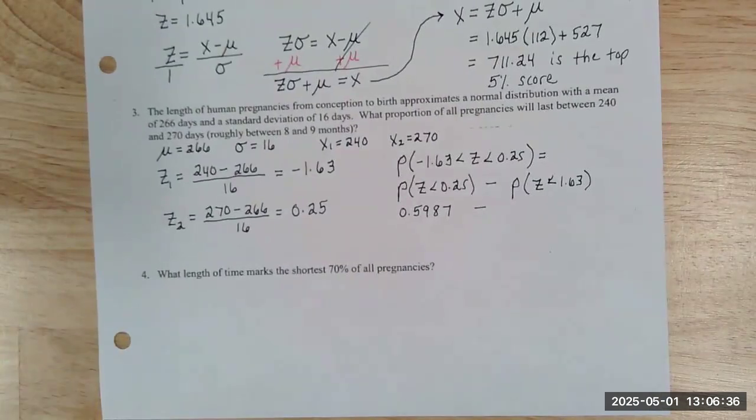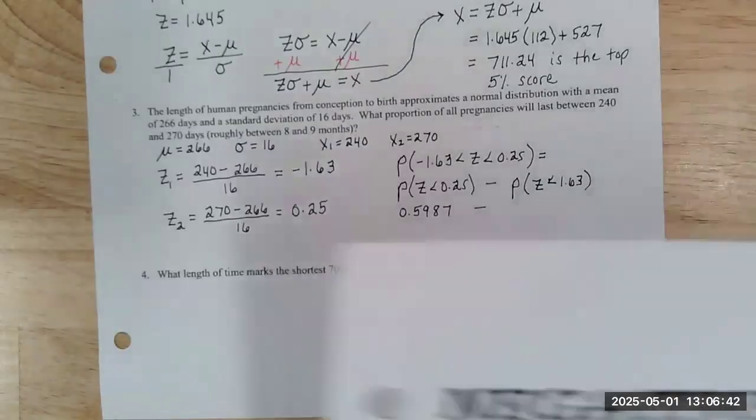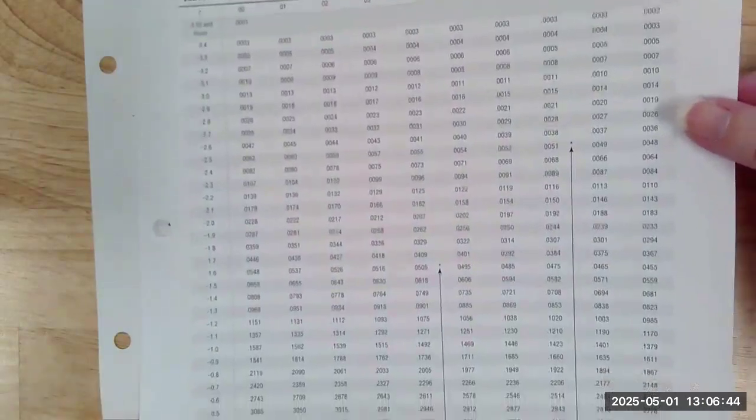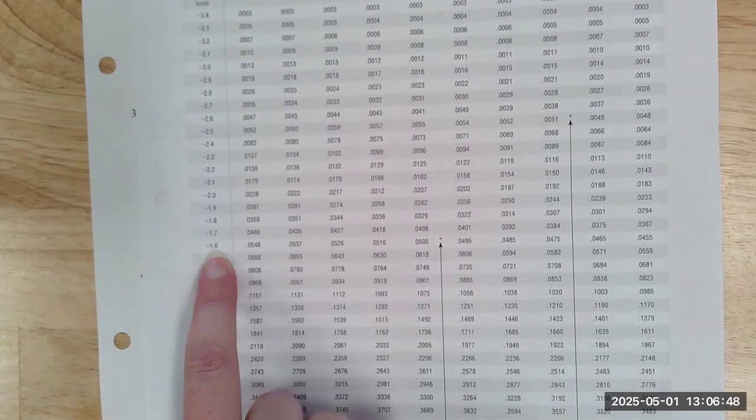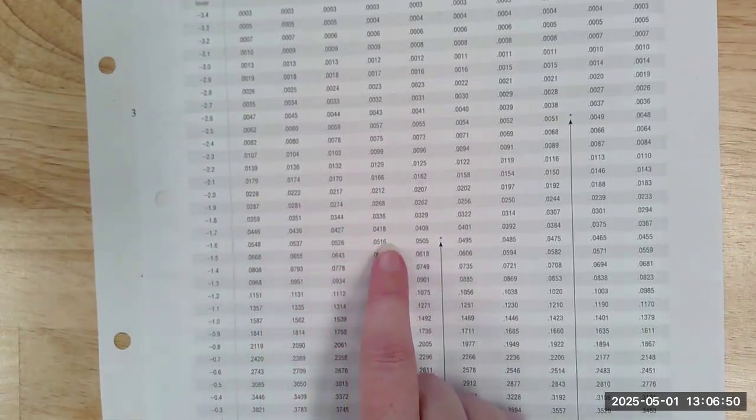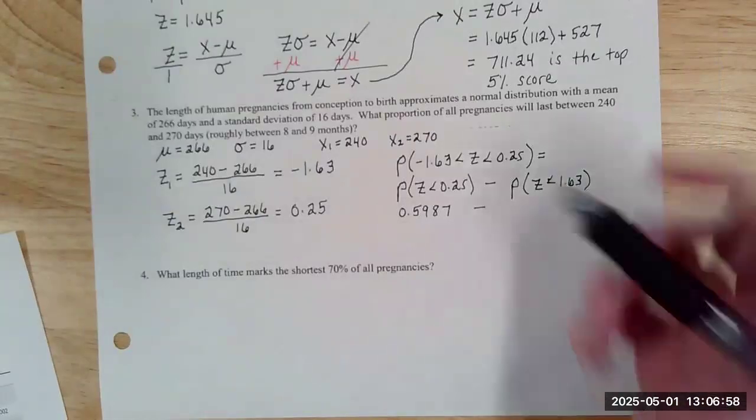Now we're going to write down Z, we need negative 1.63. So I need the other paper. Negative 1.6 is right here. And then we've got to go across to 3. 0.0516.